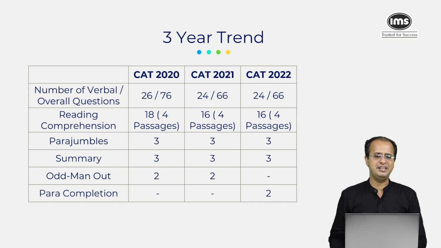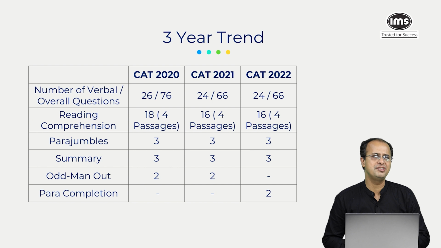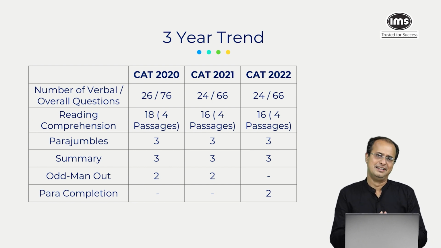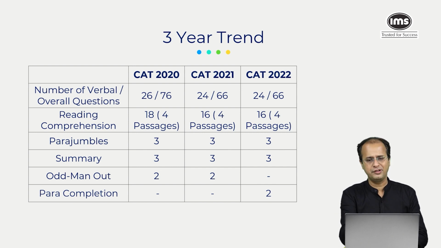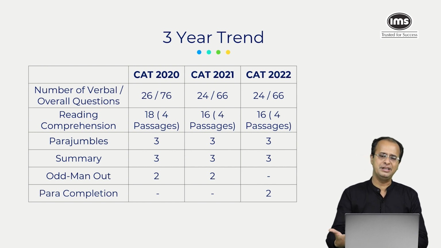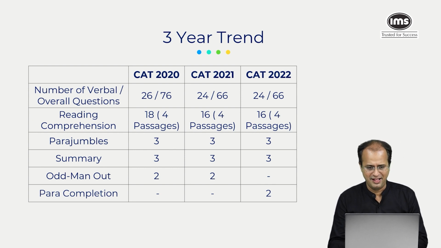Now, let's look at RC. Last 2 years, out of the 24 questions, 16 of them were RC questions. So, typically you have a passage with about 500 odd words ranging from topics like history, economics, biology, general management, sometimes even philosophy. Now, 4 such passages appeared on the CAT in 21 and also in 22. So, 16 of 24 questions.